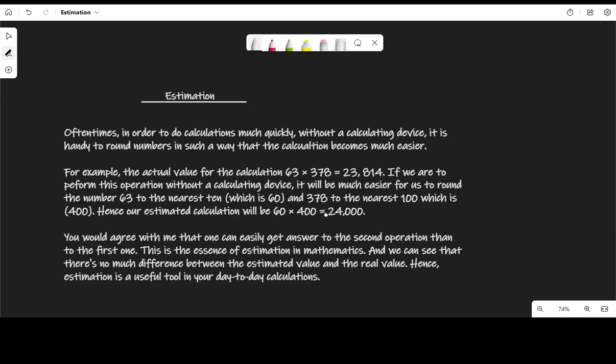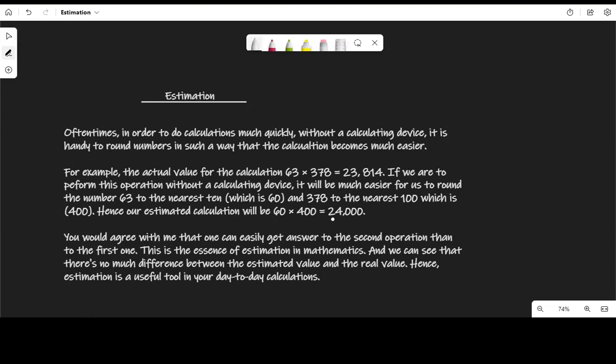This is the actual value. This is the estimated value. You see that the difference is not much. The difference is less than 200. This is the actual value, 23,814, and the estimated value is 24,000. The difference between this number and this number is just about 200, not even up to 200, 100 and something.